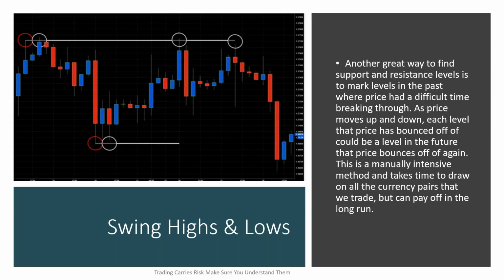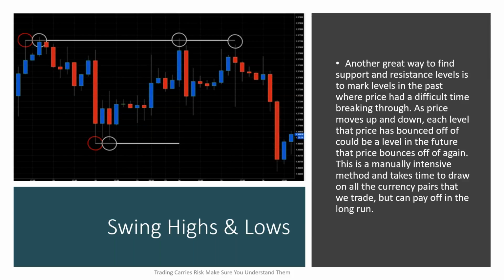Now, there are several ways that we can look for or determine what the support and resistance levels are on the current asset we're looking at, the current chart. One of these is by isolating swing highs and swing lows as the price was moving in the recent past.